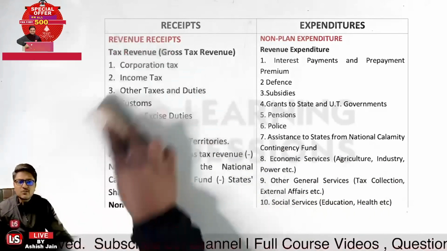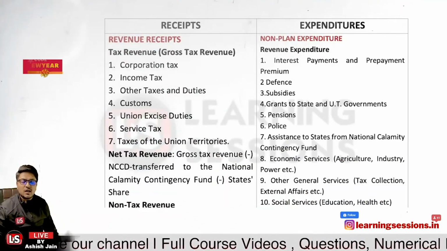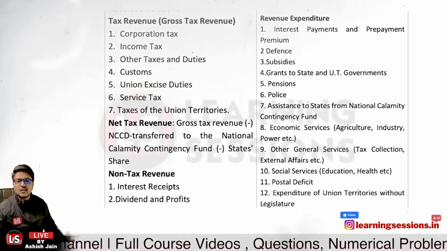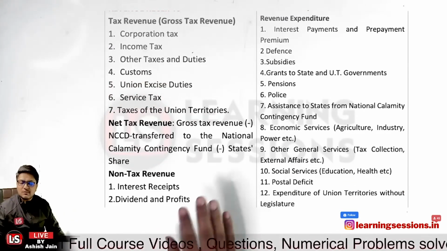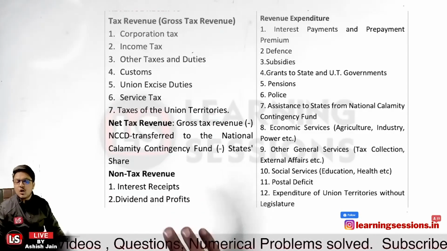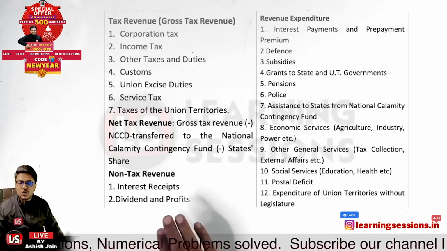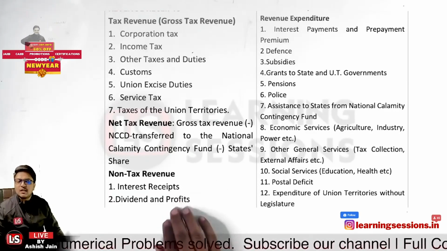After that it is related to the non-tax revenue. Other than the tax income, the government is also earning something, that is basically the non-tax revenue. It may be the interest receipts. Whatever amount is lent by the government itself, it may be the case that the government is earning interest on it. So that will be basically interest receipts. That is also covered under the revenue receipts.